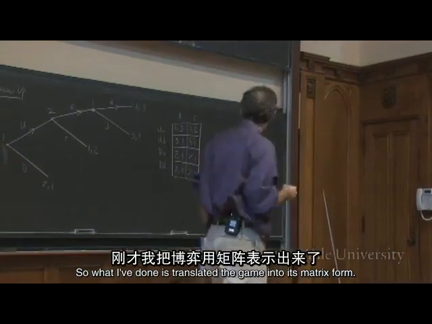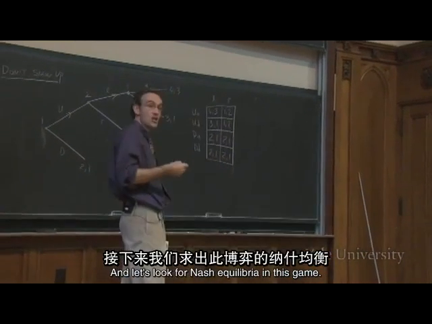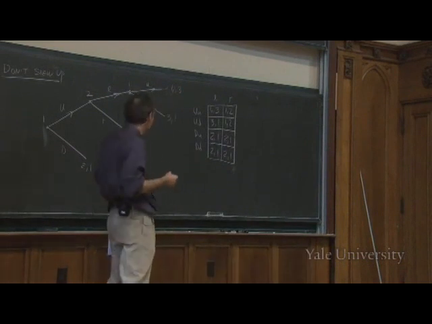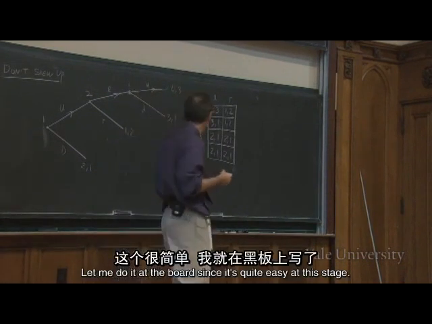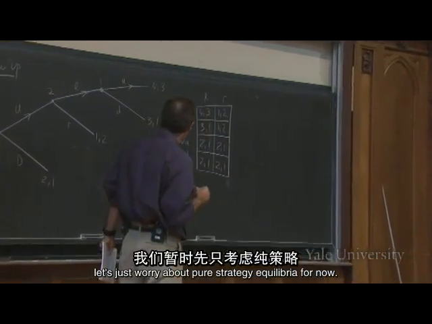Right, so all I've done is translate the game into its matrix form. And let's look for Nash equilibria in this game. Let me do it at the board since it's quite easy at this stage. So to look for Nash equilibria, let's just worry about pure strategy equilibria for now.